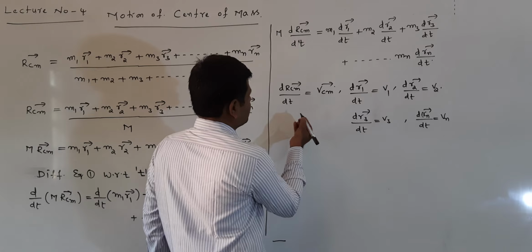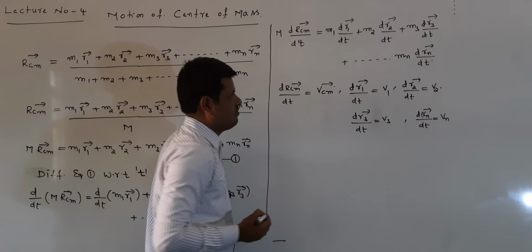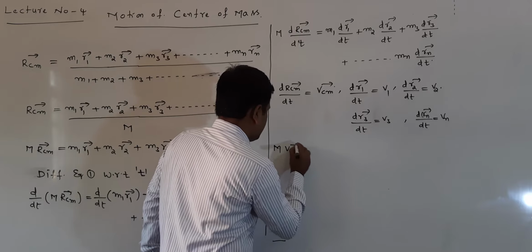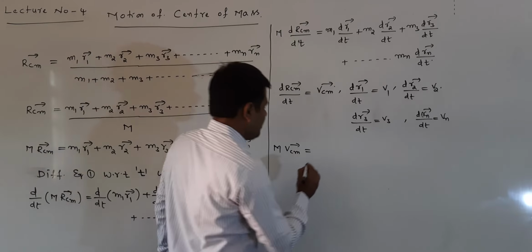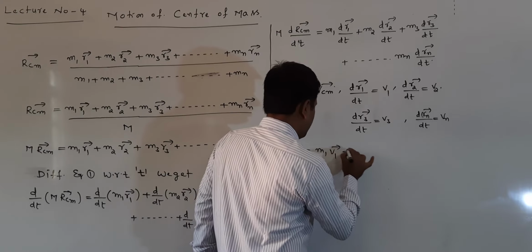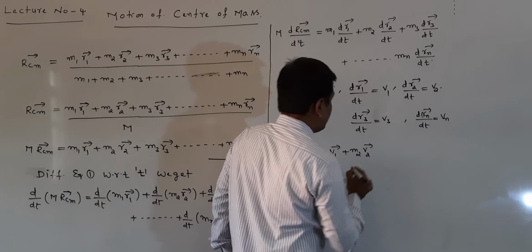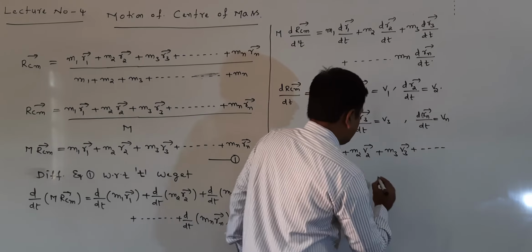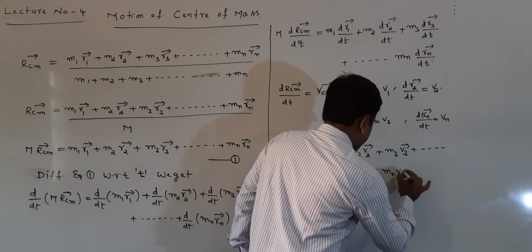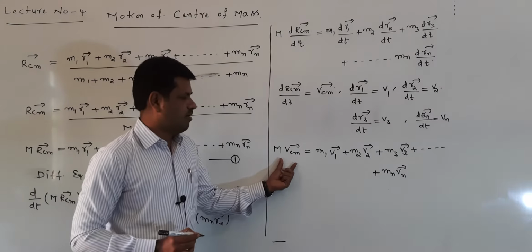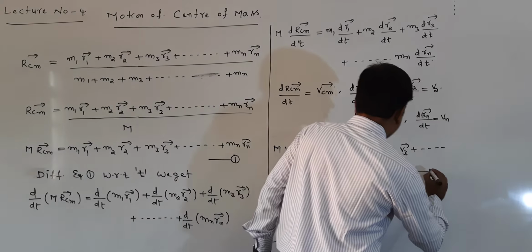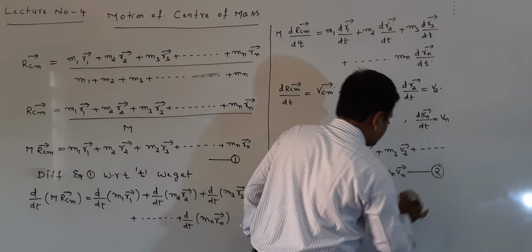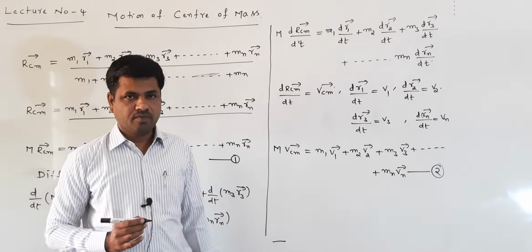Now we can take drcm bar by dt is equal to vcm bar. So we can write the equation m into vcm bar is equal to, from this, m1 v1 bar plus m2 v2 bar plus m3 v3 bar plus so on plus mn vn bar. We call this equation number 1, and this equation number 2.